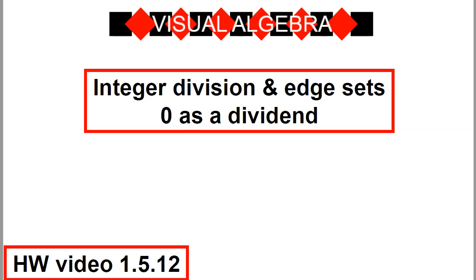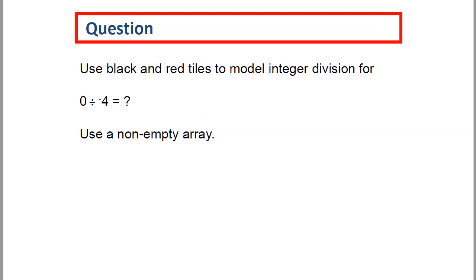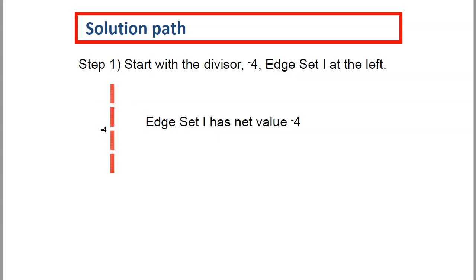In this video, we'll look at integer division where 0 is our dividend. Our question is to use black and red tiles to model integer division 0 divided by -4 and to use a non-empty array.